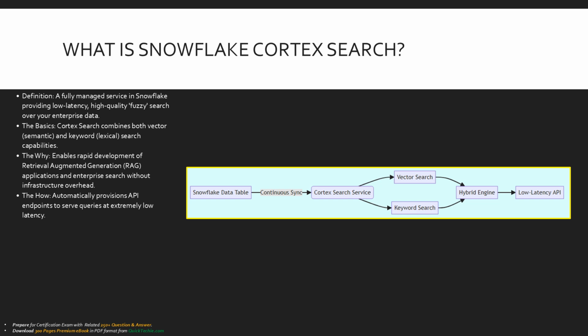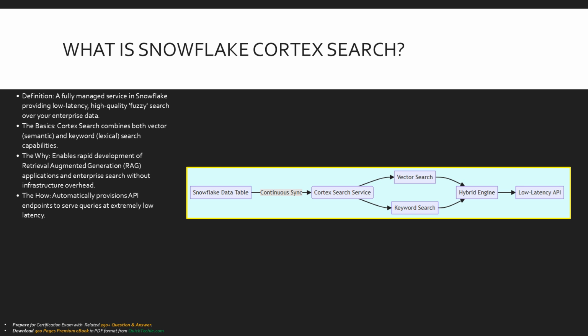Looking at this architectural flowchart, you can clearly see the elegance of the Cortex Search pipeline. On the far left, we have your raw Snowflake data tables. Instead of building complex ETL pipelines to move this data out, Cortex Search continuously syncs directly from these tables. The data flows into the managed Cortex Search service, which automatically bifurcates the processing into two distinct engines: vector search for understanding contextual meaning and keyword search for exact lexical matches.